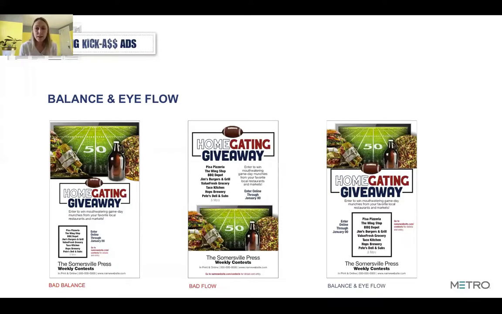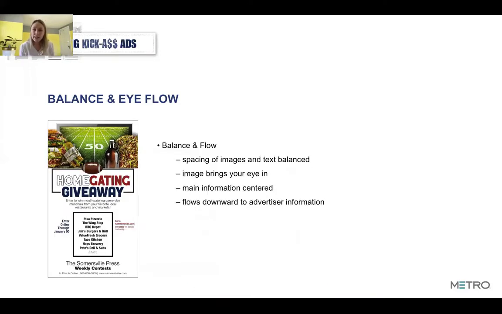On this ad, the image brings your eye in to that centered football, really, because the images are creating this V. And then right to the headline, the main information is centered and flows directly down to the advertiser information. And then additional information is left and right justified, and the reader can seek that out once they've become interested in the contest, and you gave them the important information first by letting their eye follow down to all the important information. Then they can seek out those additional details.